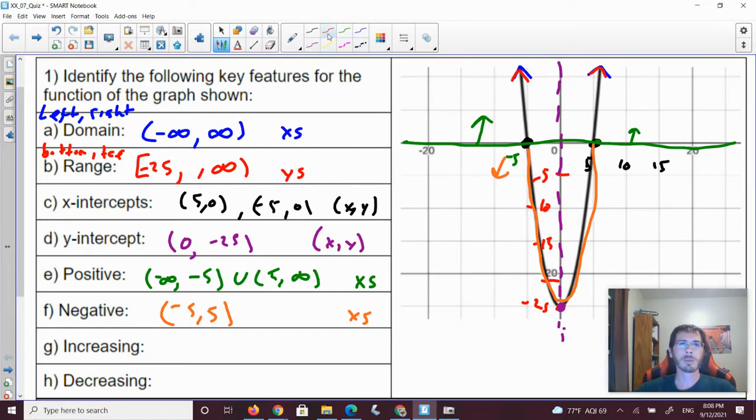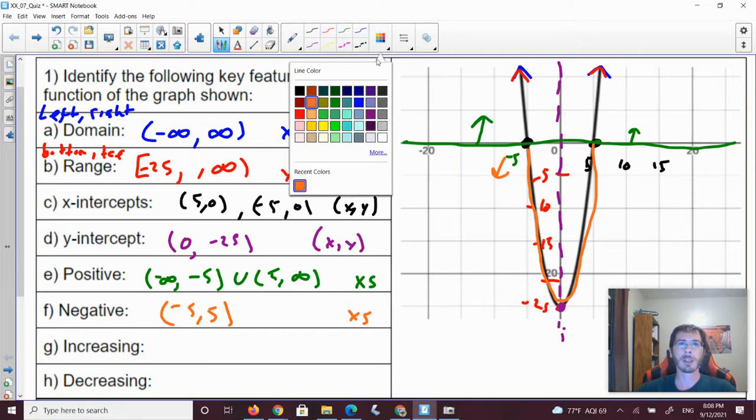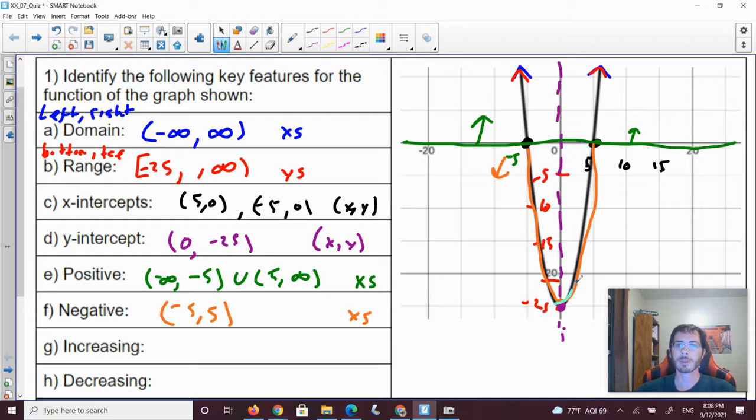For increasing, that's where we're going upwards. I need another new color. Run out of colors. Is that going to show up? There we go. So increasing, we're increasing on this half of the parabola, because for every value that we're at, the next value is always going to be bigger in terms of y. So the y values keep getting bigger and bigger and bigger. And we said that was our definition for increasing.